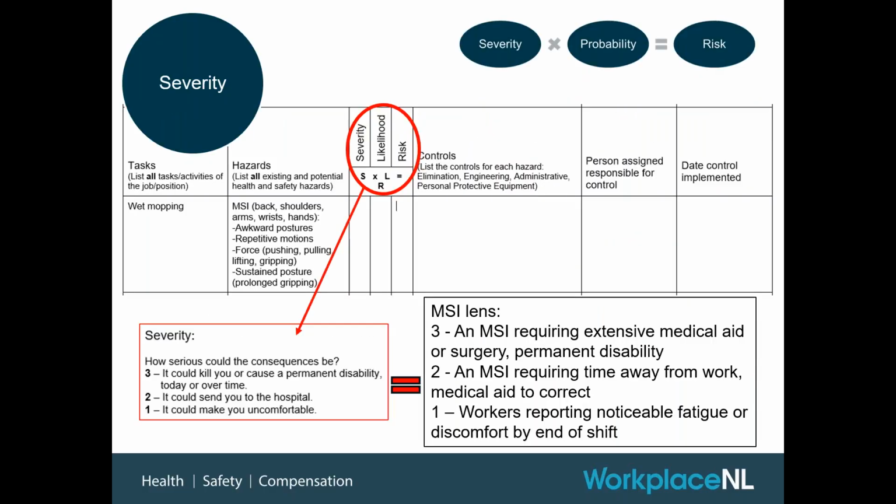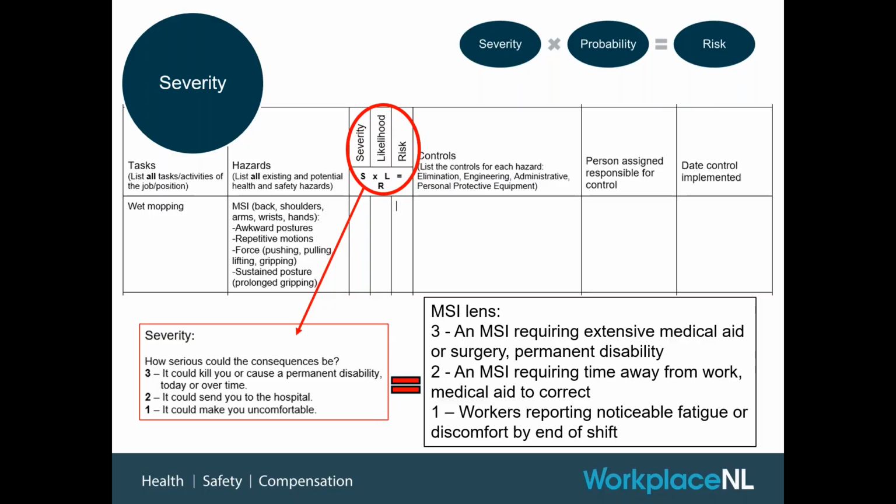So we want to use a rating scale. And this is just an example of a rating scale that your organization might use. Maybe they use it now, or maybe they will be implementing it. This is just an example. Perhaps you have a different process, but just for an example, using the wet mopping case, where we've identified awkward postures, repetitive motions, force, and sustained posture, we're going to do a rating for those things. So when it comes to severity, risk equals severity times probability. I'm sure that's not something that is new to you all. This is a very common formula for assessing risk.